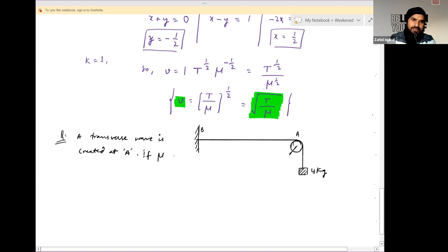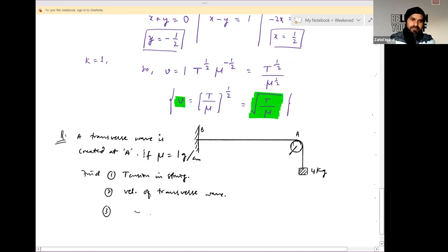If mu is 1 g/cm, find first, the tension in the string; second, the velocity of the transverse wave; third, the time taken by it to travel from A to B, if AB is equal to 50 cm.